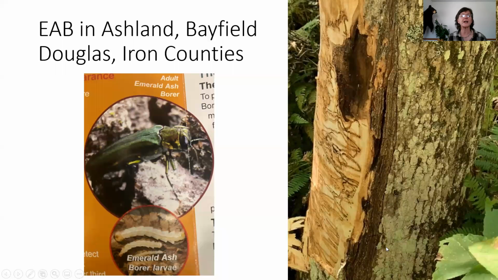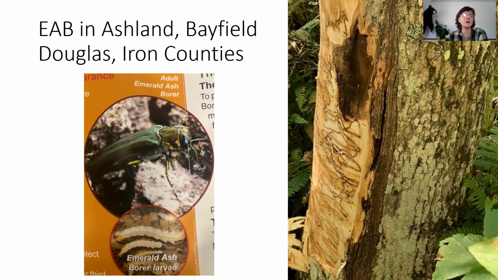Emerald ash borer is a non-native invasive bug that kills all ash trees and is devastating our lowland ash ecosystems across the Northeast states and Wisconsin. Here we have an emerald ash borer infected ash tree in Iron County, but we also know that EAB is found in Ashland, Bayfield, Douglas, and Iron County.